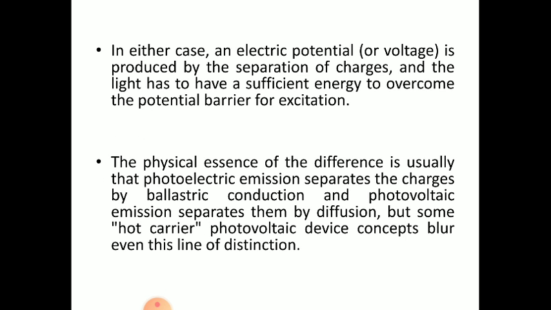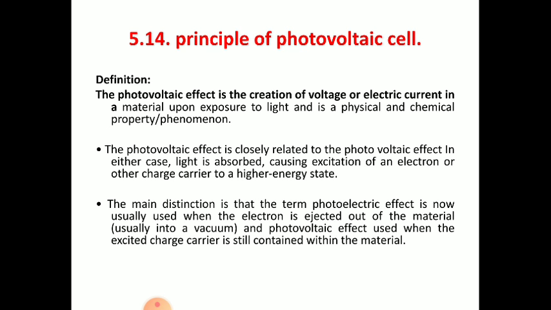Now we see the next topic, that is the photovoltaic cell. The photovoltaic effect is the creation of voltage or electric current in a material upon exposure to light, and is a physical and chemical phenomenon. Because of the light, we are producing voltage or electric current in a material without applying any external voltage. The photovoltaic effect is closely related to the photoelectric effect. In either case, light is absorbed, causing excitation of an electron or other charge carrier to a higher energy state.